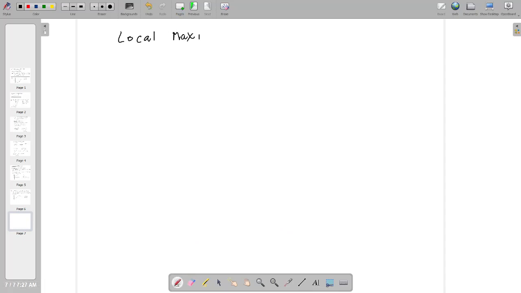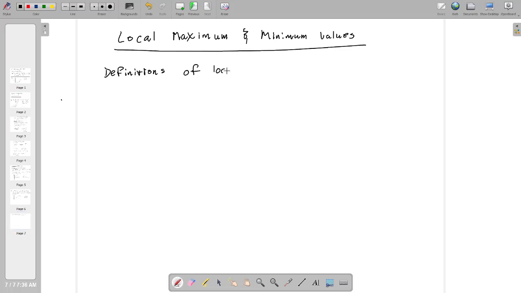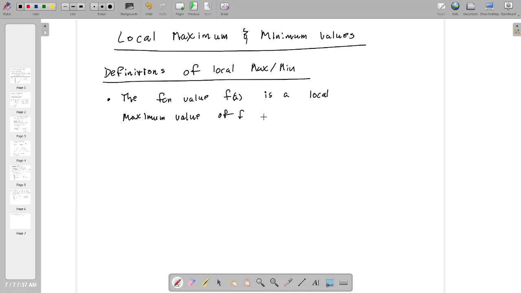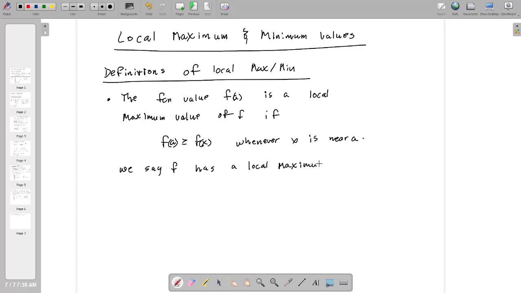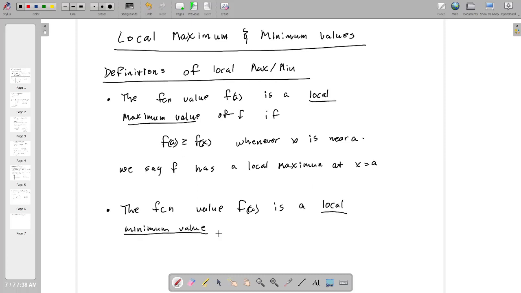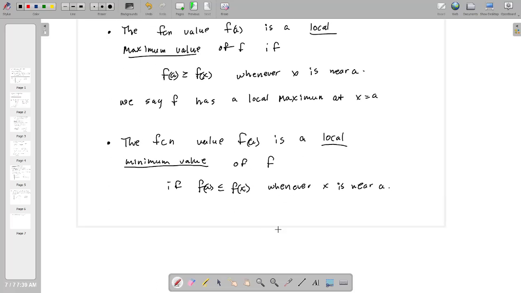Next thing we're going to talk about is local maximum and minimum values. Now let's start with definitions of local maximums and minimums. The function value f of a is a local maximum value of f if f of a is greater than or equal to f of x whenever x is near a. We say that f has a local maximum at x equals a. The function value f of a is a local minimum value of f if f of a is less than or equal to f of x whenever x is near a. We say f has a local minimum at x equals a.